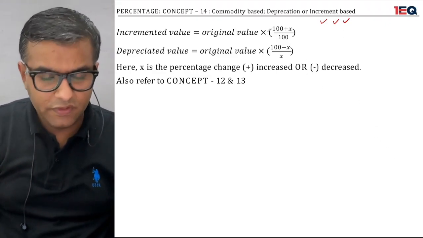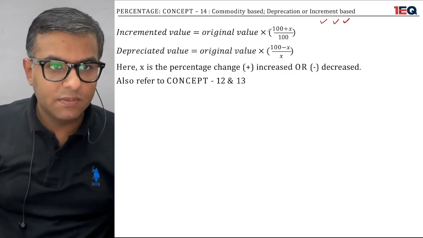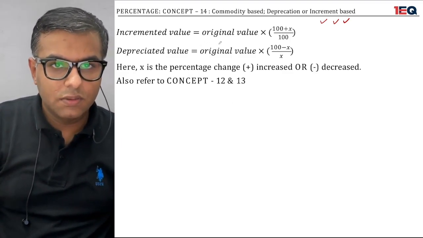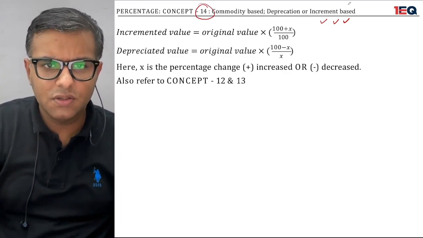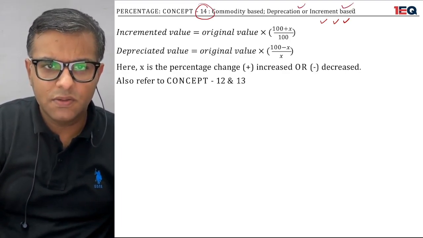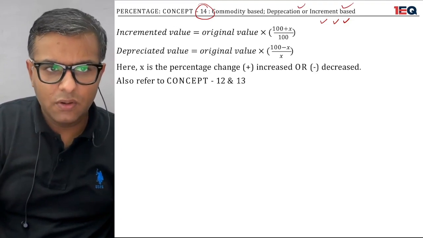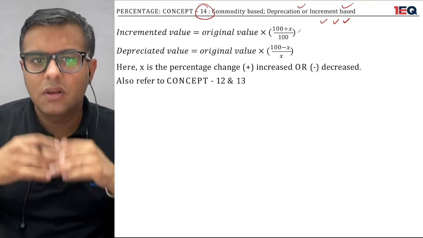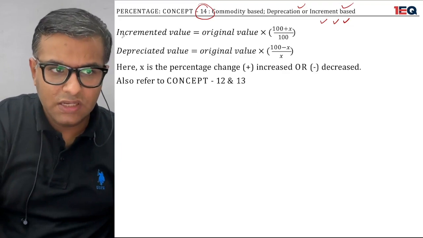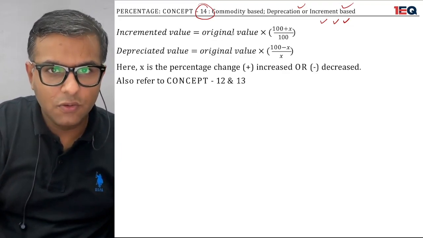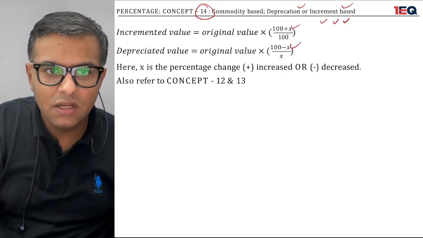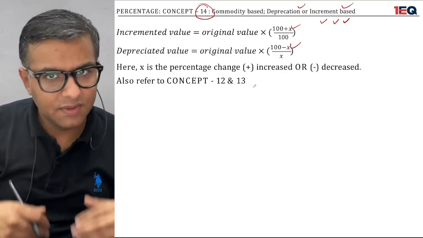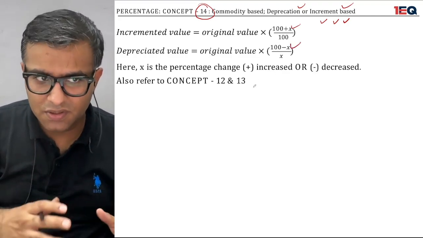Hi. So we'll be starting off with concept number 14 today. Concept number 14 is mostly based on depreciation or increment based questions. So here is the formula: the incremented value is equal to the original value multiplied by (100 plus x) or (100 minus x) upon 100. Here x is the percentage change, the percentage increase or decrease.